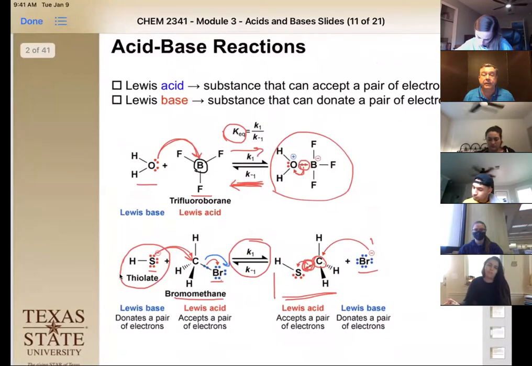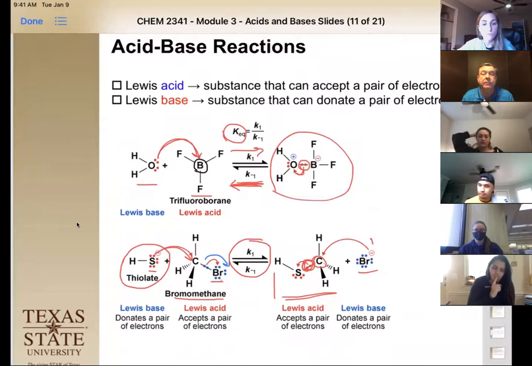Okay, questions on Lewis acids? I can compare this exact definition of acids and bases to all other types of acids and bases. It's true.